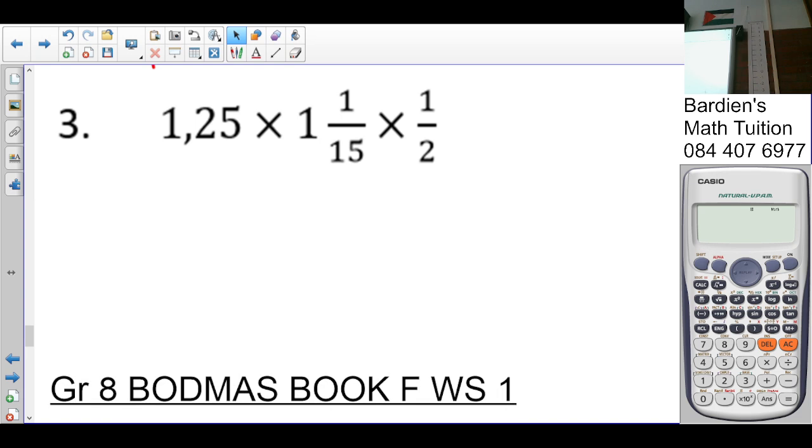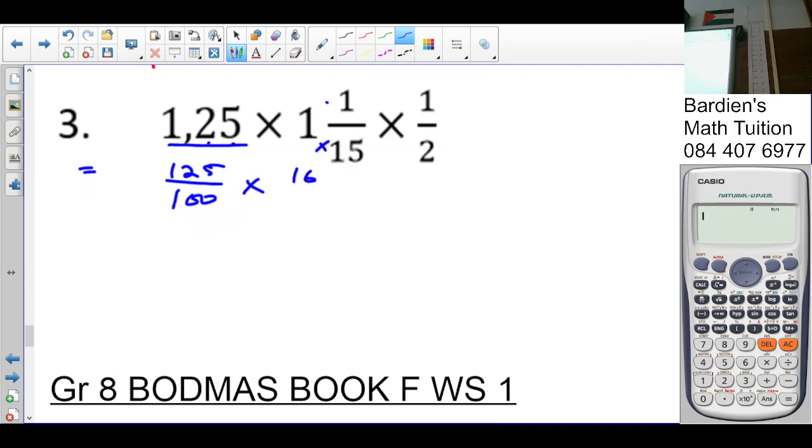Right. So what needs to be done first here? Convert that. So it's 125 over 100, there's 2 zeros there, times 16 over 15 multiplied by 1 over something. So of course 4 goes into 16 4 times. 4 goes into 100 25 times. 25 goes into itself once, whilst it's going into 125 5 times. 5 goes into 5 once, 5 going into 15 3 times.